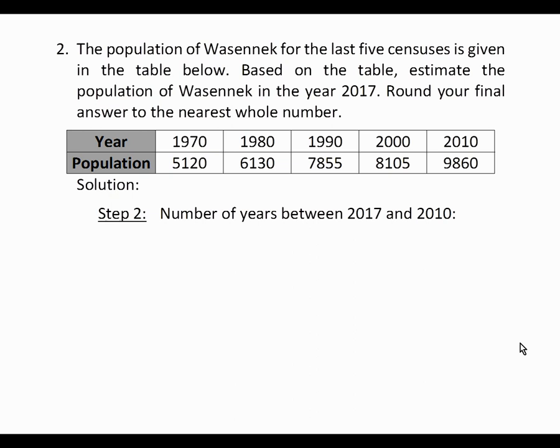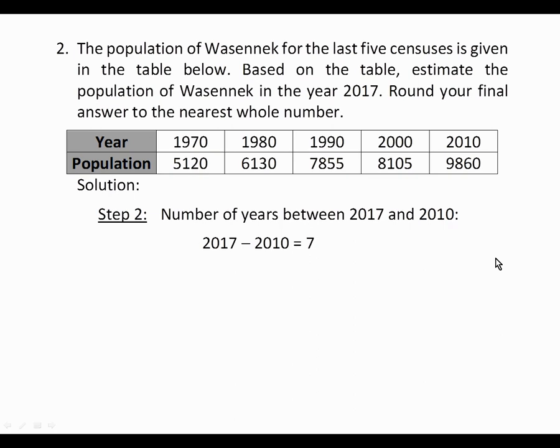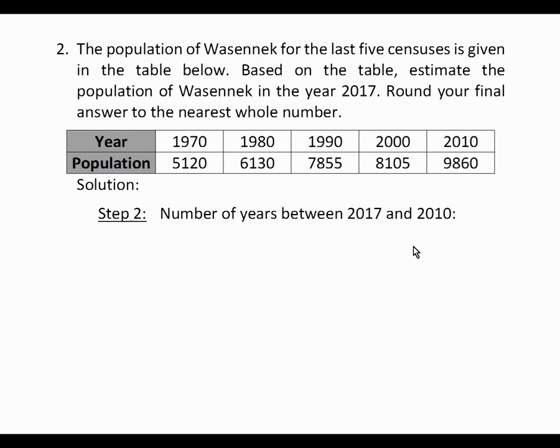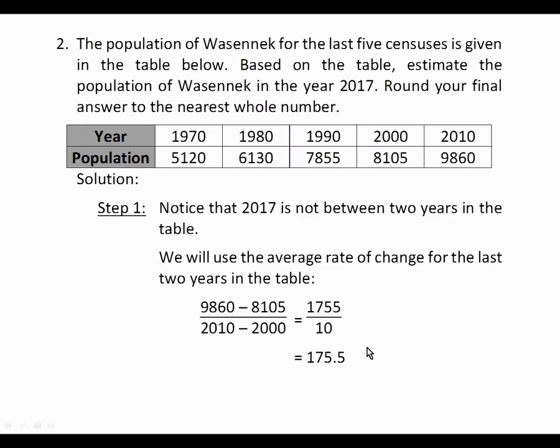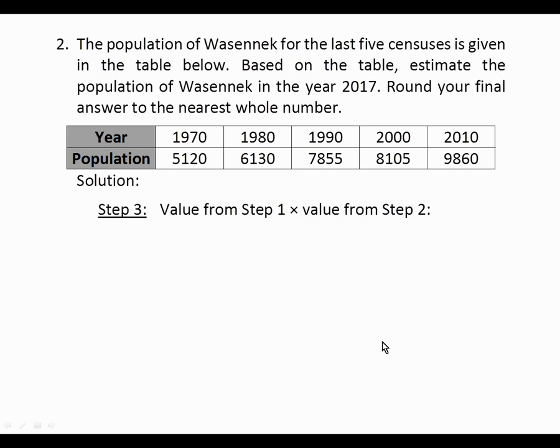Okay, then our step 2, the number of years between 2017 and 2010. It's 7, right? 2017 minus 2010. Okay, now we're at that multiply stage. Remember, multiply that result by that result. So step 3, value from step 1 times value from step 2. So 175.5 times 7, you get 1,228.5.